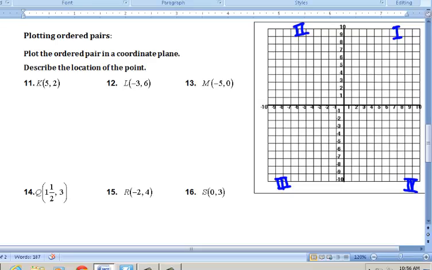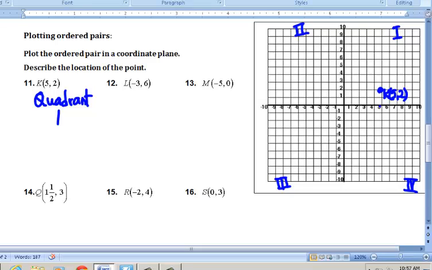Point K is at 5, 2. So I'm going on the x-axis 5, and then I go up 2, and that's K. Remember, you plot the point, you label the point, and then you also write the coordinate of the point, 5, 2. L is -3, 6. So go ahead, and this is quadrant 1. Maybe that's what you want to say, quadrant 1. And then L is at -3, 6.